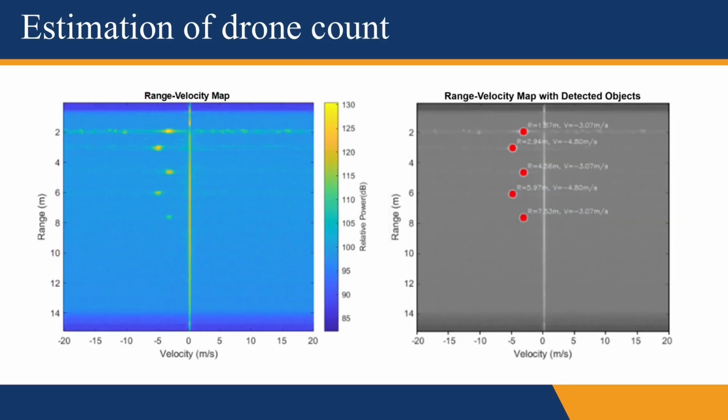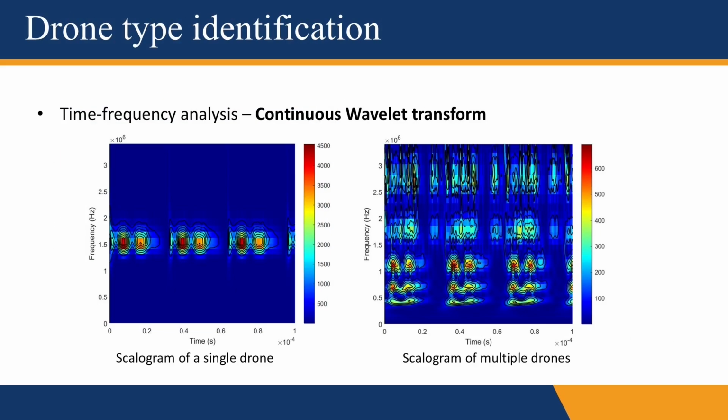To estimate the drone count, we use a simple blob detection algorithm. As shown here, it accurately identifies the number of drones. To identify drone types, we use a machine learning approach. First, we perform time frequency analysis of the drone radar signals using wavelet transform to generate scalogram images. Here we can see 2 scalograms for both single drone and multi-drone cases.